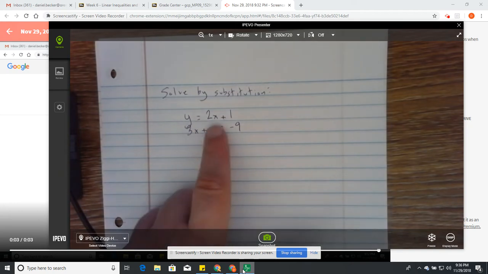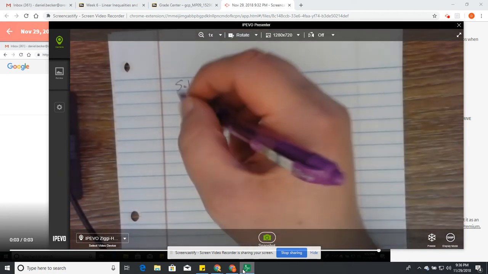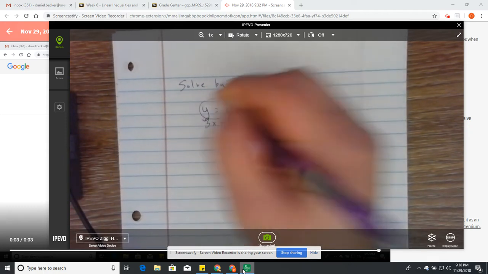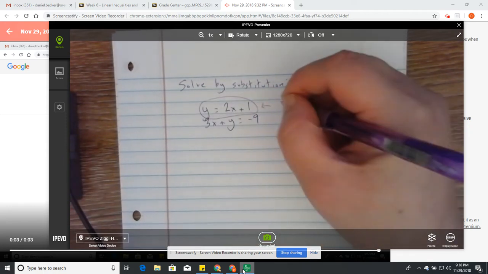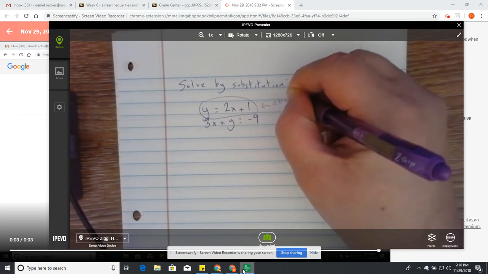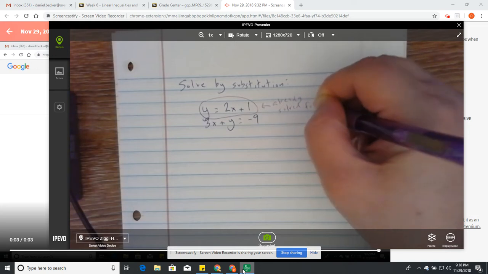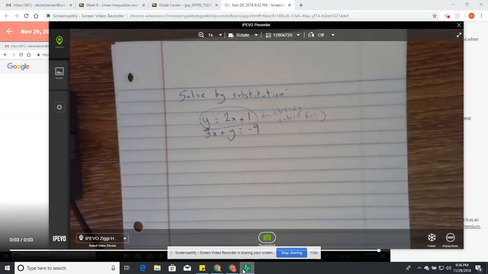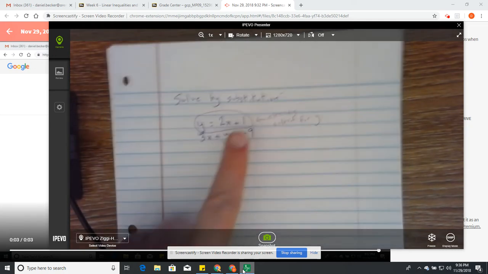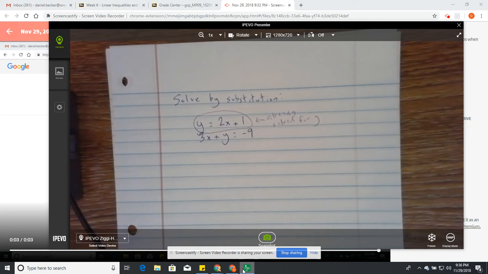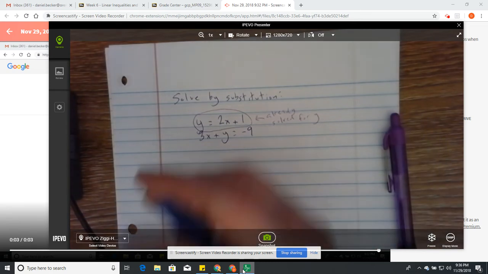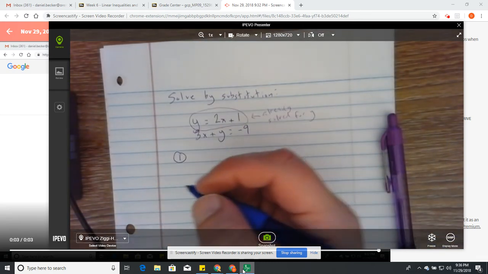Now, if you look at y equals 2x plus 1, this is already solved for y. So if you see that one of the equations is already solved, where you have one variable by itself equals everything else, then you're good to go. Even if it said x equals by itself on one side, you'd be good. So step one is going to be very simple for this system.